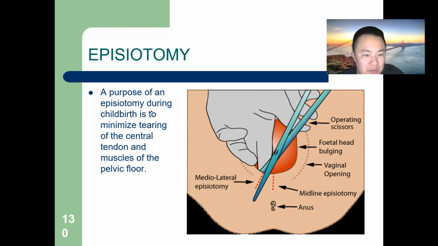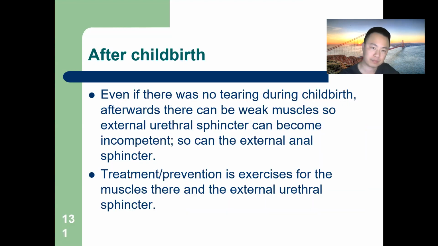The purpose of the episiotomy is to minimize tearing of the central tendon and the muscles of the pelvic floor. Even if there was no tearing during childbirth, there can be weak muscles afterwards, so the external urethral sphincter can become incompetent, and so can the external anal sphincter. The treatment and prevention here is exercises for the muscles there and the external urethral sphincter.